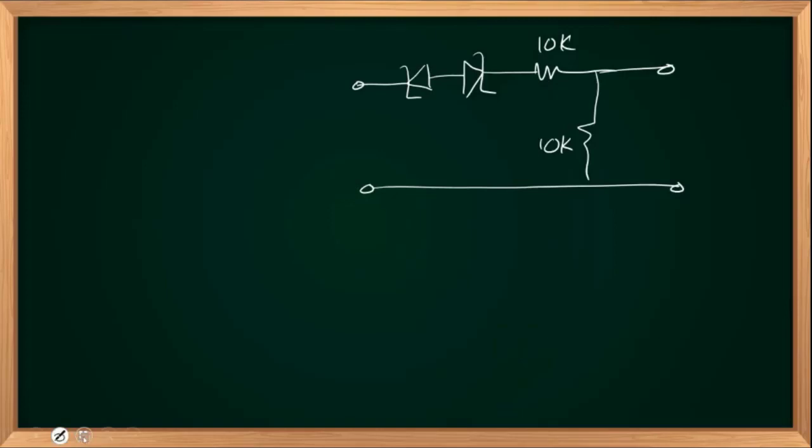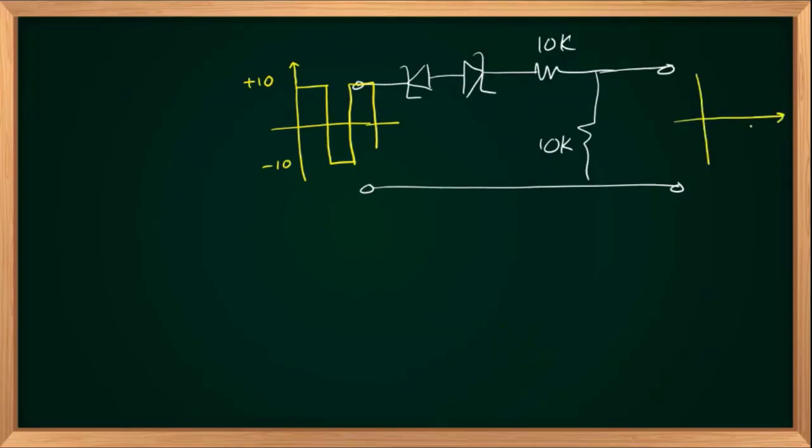And my input is a square pulse operating between, let us say, plus 10 volts to minus 10 volts. Right? So you are asked to identify or plot the output waveform with respect to time. Right?